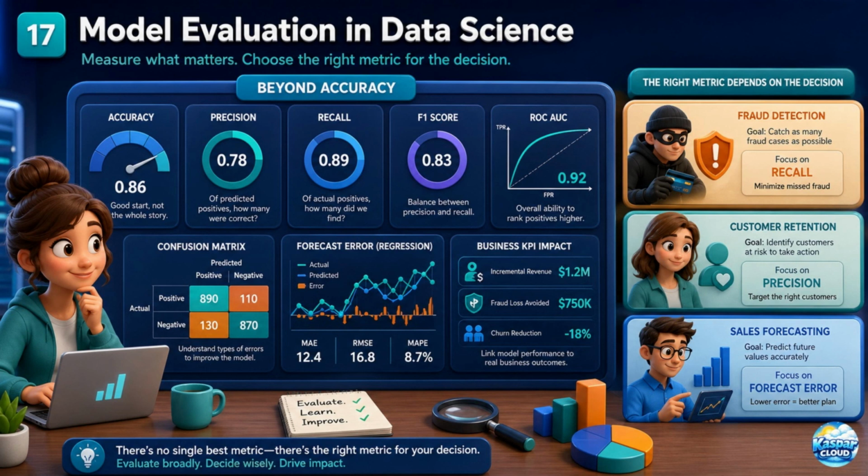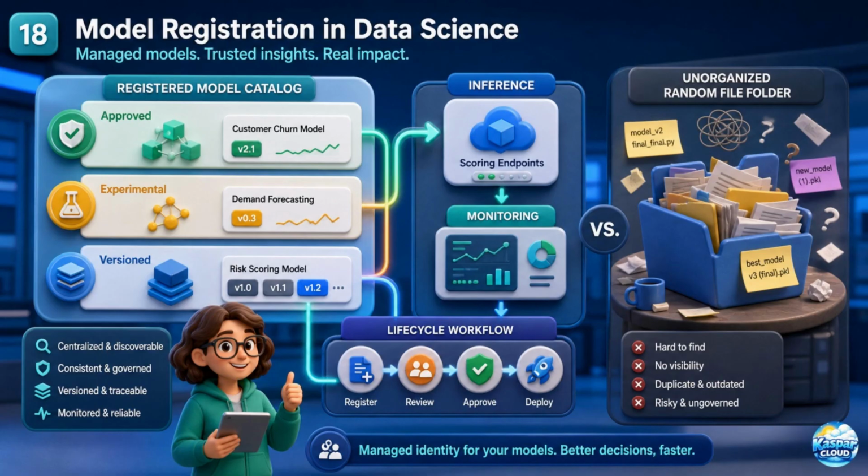Fabric's experiment tracking helps teams compare runs consistently, but teams still need to choose evaluation metrics that align with real business decisions. Model registration gives trained models a managed identity. Instead of saving a model as a random file inside a notebook folder, teams can register models, create versions, compare versions, and connect them to scoring workflows.